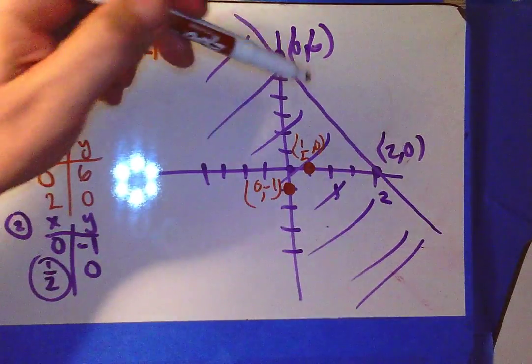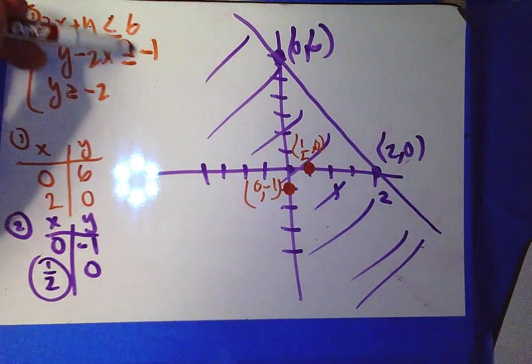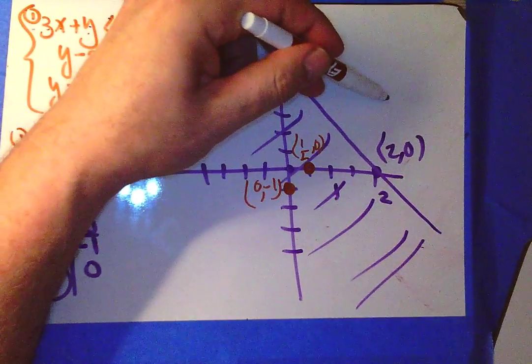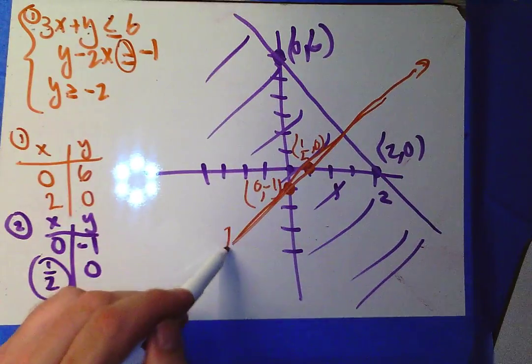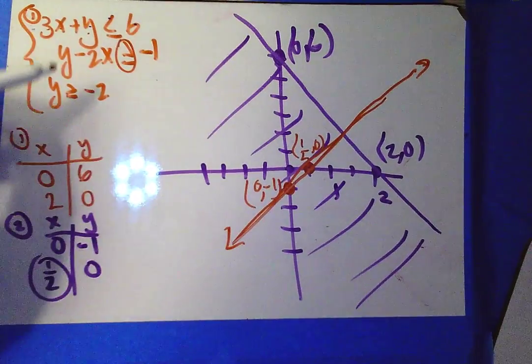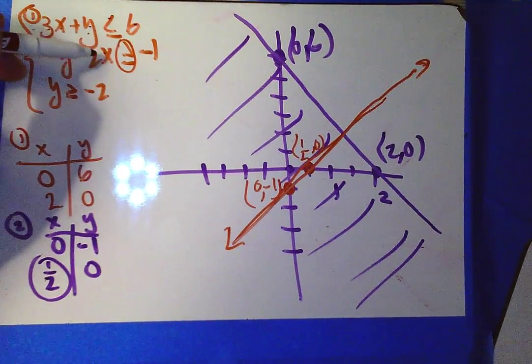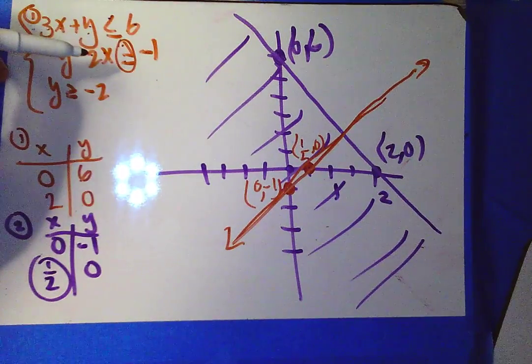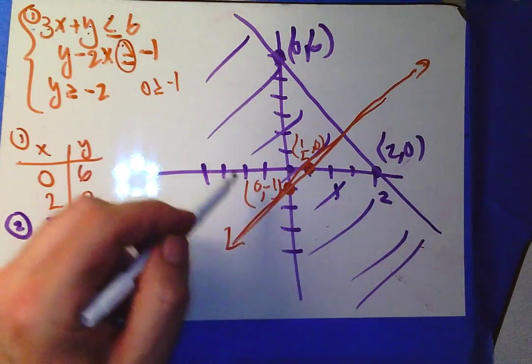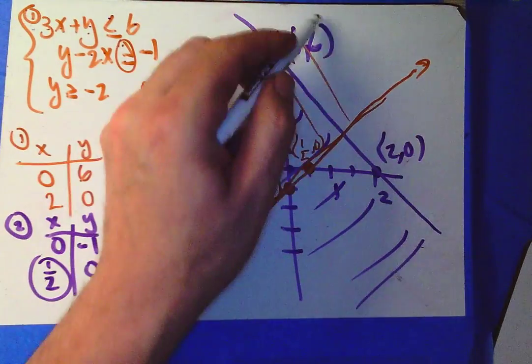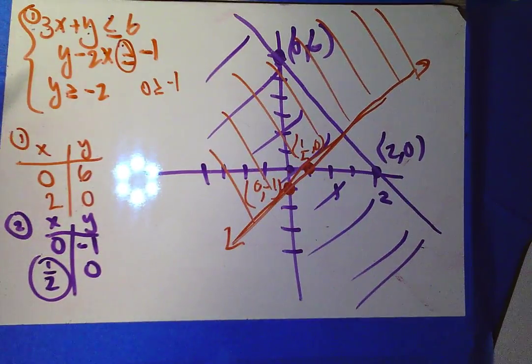Don't forget to label the points on your graph. This is going to be, again, a solid line. And again, I don't pass through the origin, so I can use 0, 0 and say, is 0 greater than or equal to negative 1? Why, yes, it is. So this is a solution. So anything on this side is a solution.